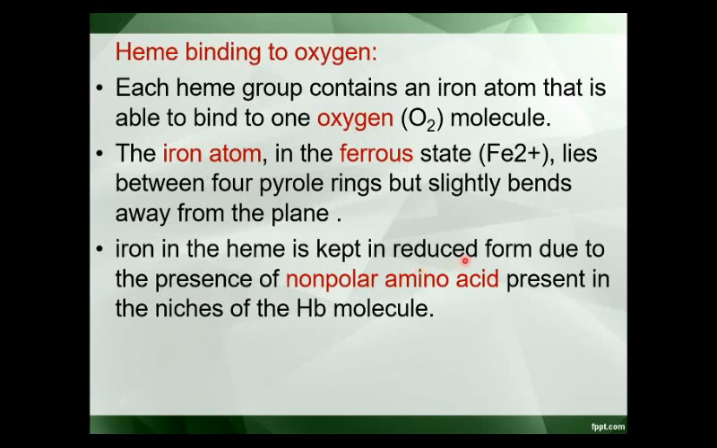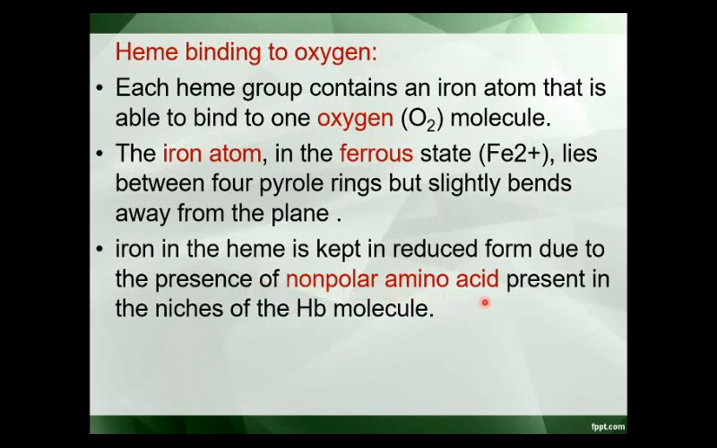Heme binding to oxygen. Each heme group contains an iron atom that is able to bind with the oxygen molecule. The iron atom in the ferrous state lies between the four pyrrole rings but slightly bent away from the plane. Iron in the heme is kept in the reduced state due to the presence of the non-polar amino acids which are present in the hemoglobin molecule.